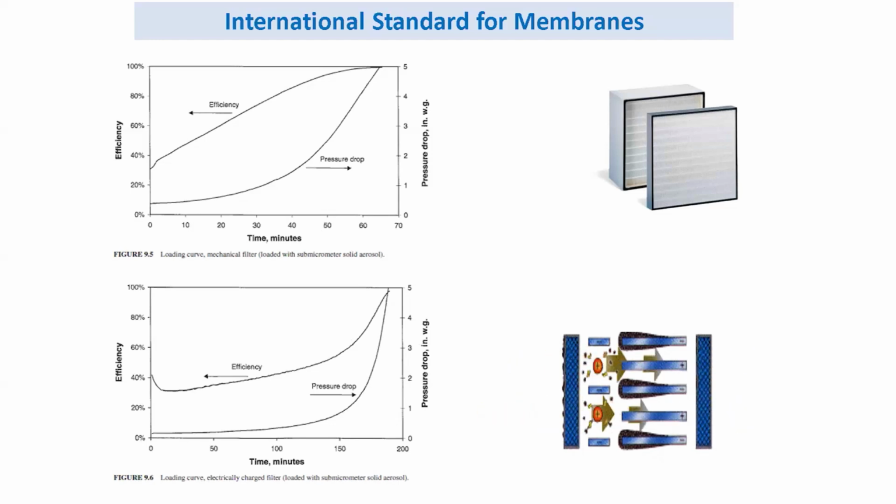Although there's a problem of pressure drop, you're getting somewhat good efficiency, and you have to look at your economics. The capital cost of an electrically charged filter may be high, but the running cost is pretty low. In the case of a mechanical filter, you have better efficiency, but once you use it for 2-3 months, you need to replace it. Replacement is the only option.